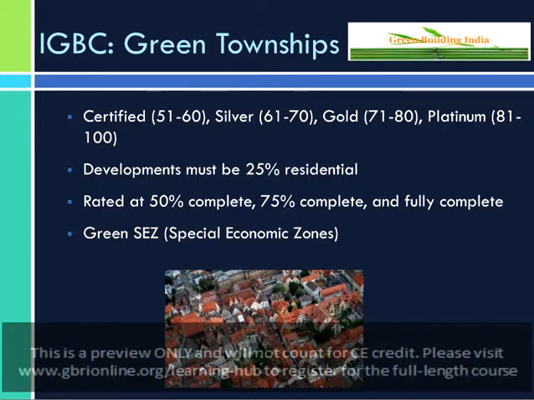In order to qualify for certification, a development must be at least 25% residential, although qualifying developments may be primarily commercial or industrial. Projects are rated in 3 phases: when they are 50% complete, 75% complete, and fully completed. Green Townships is currently in the pilot phase. IGBC also has a separate program that rates SEZs, or Sustainable Economic Zones. These focus more on creating sustainable developments to encourage economic development and do not have the residency restrictions associated with Green Townships.